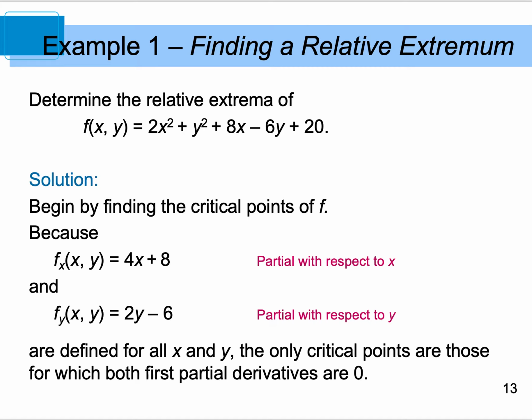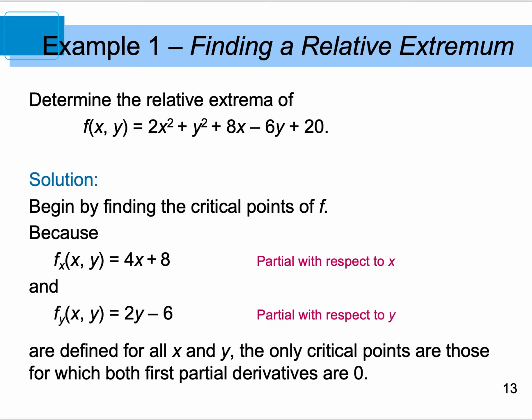Now I have a line, so it's really nice to set that line equal to 0. If I differentiate now with x as my constant, I would have 2x squared, the derivative is 0. Y squared, the derivative is 2y. 8x, derivative is 0. Minus 6y, derivative is negative 6. And then derivative of 20 is 0. So now I have two partial derivatives. I look at these partial derivatives, they're continuous everywhere.